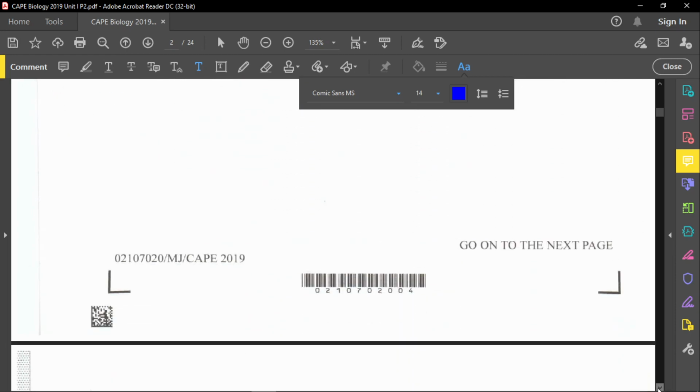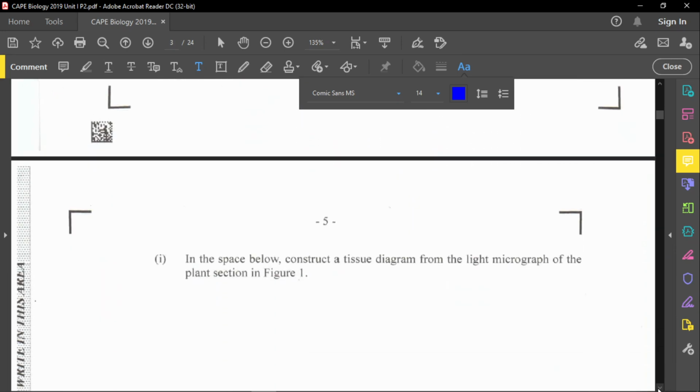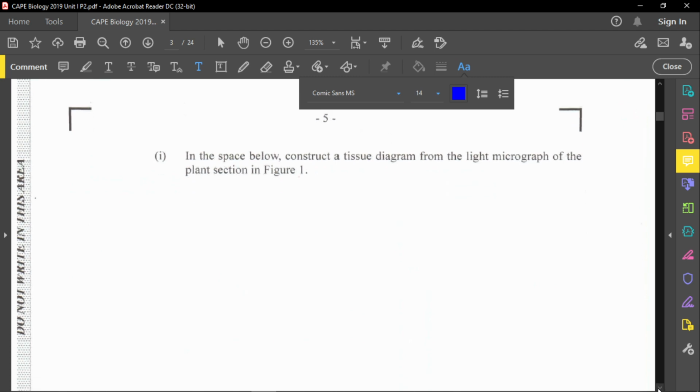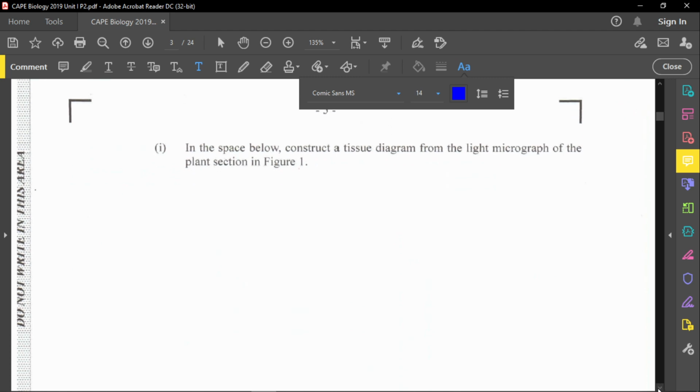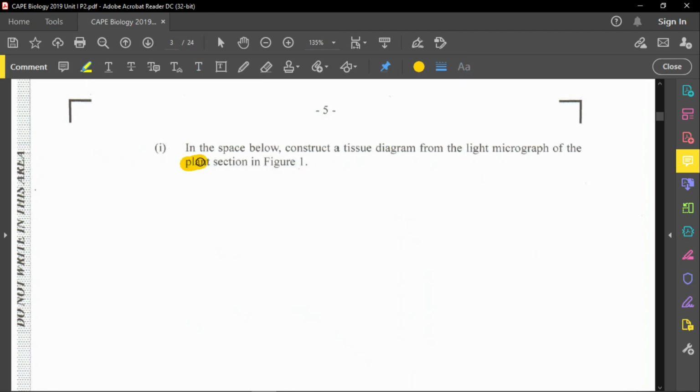All right, the first part of the question reads: in the space below, construct a tissue diagram from the light micrograph of the plant section. What plant section they're talking about here is the stem of the dicotyledon plant. So we can always go back to the diagram to see the structure here, right?